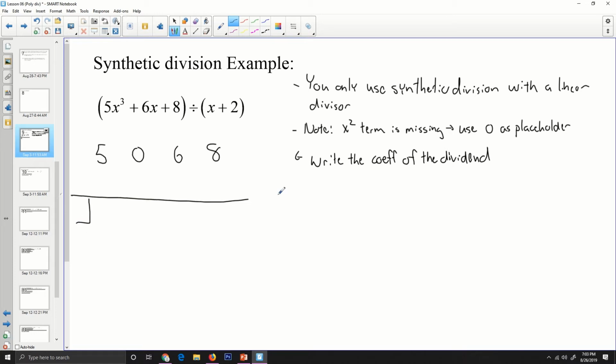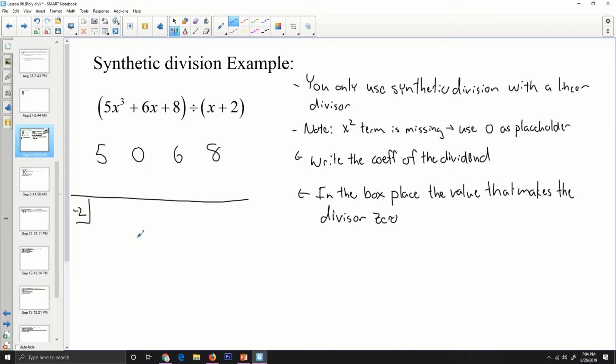I'm going to put a box here, and in the box, place the value that makes the divisor 0. So here's my divisor, x plus 2, and I ask myself, what plus 2 is equal to 0? Well, negative 2 is what makes that equal to 0. And so we go through and we do our synthetic substitution.